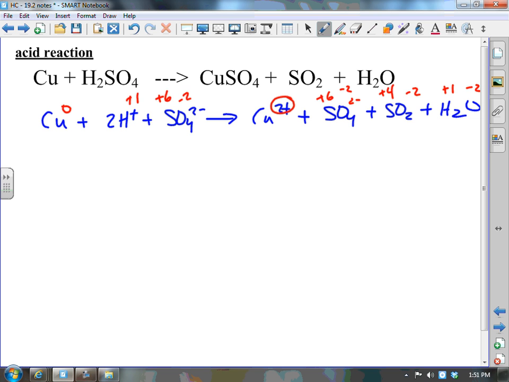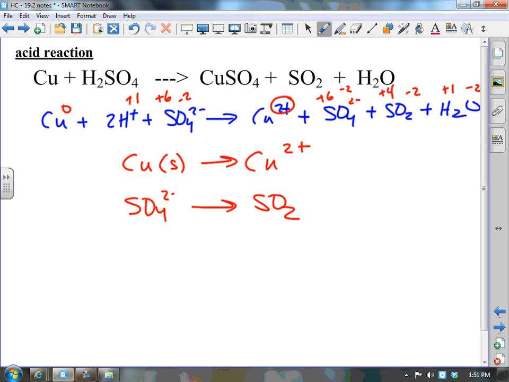So if we look at this, we see two things that have changed. We see solid copper has changed to copper ions, and we see sulfur in sulfate has changed to SO2. Now, the thing you have to realize here is that we've got sulfate on the left, we still have some on the right, and then we have sulfur somewhere else. So some of those sulfates must change. Right? So there's our two half reactions.